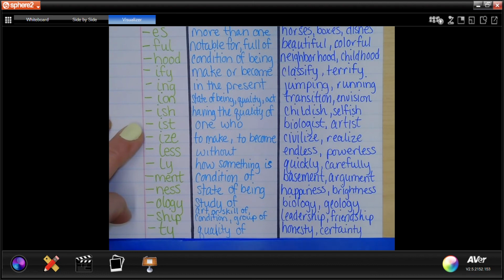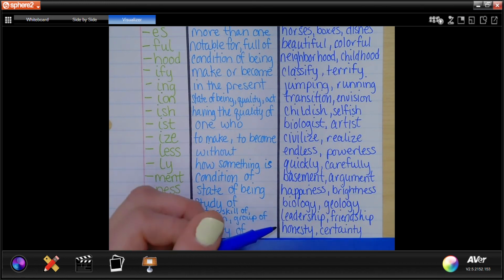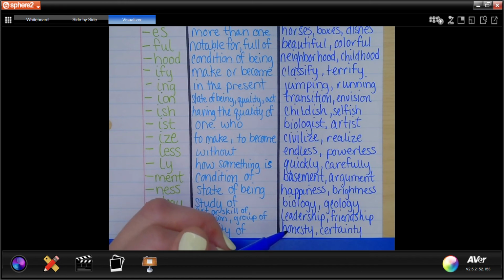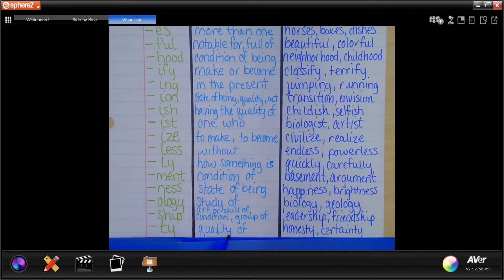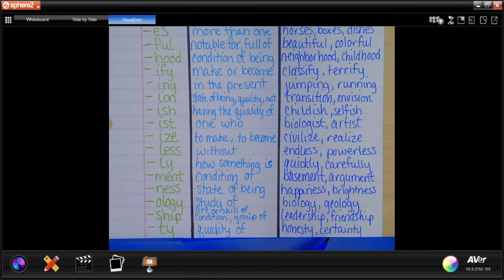Last but not least, the final suffix is ty, which means the quality of. One example is honesty. Honesty is the quality of being honest. Certainty is another example, which is the quality of being certain.